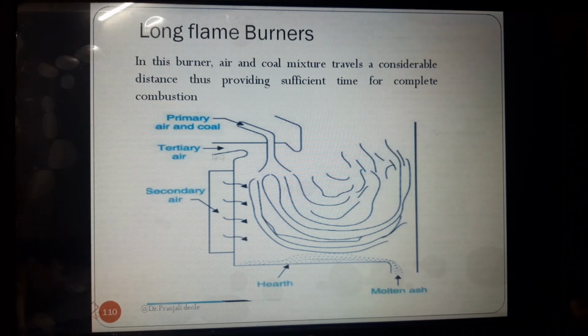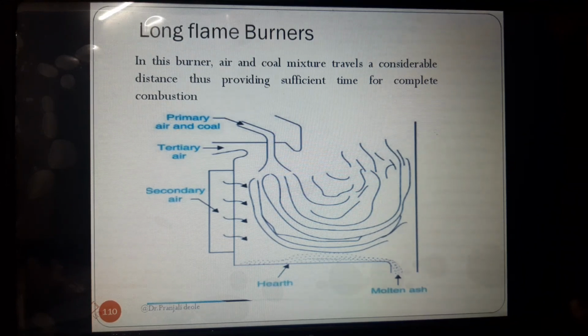Then the tertiary air enters through the burner and forms an envelope around the primary air and fuel and provides better mixing. So furnaces for low volatile coal are equipped with such burners to give a long flame path for slow burning particles. So this was about the long flame burners.